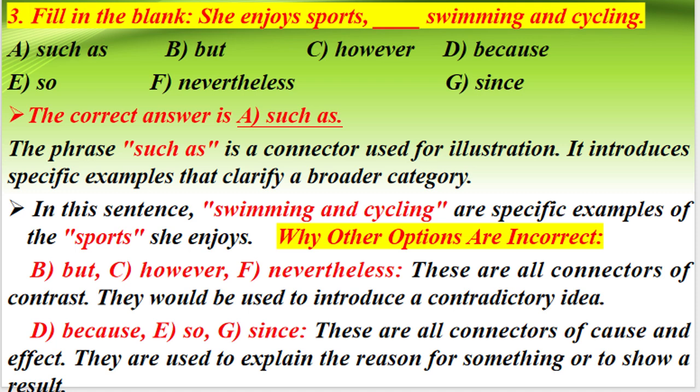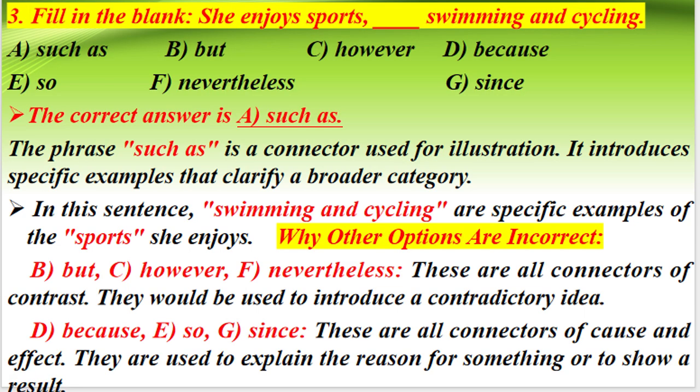Why are the other options incorrect? B. But, C. However, F. Nevertheless. These are all connectors of contrast. They would be used to introduce a contradictory idea. D. Because, E. So, G. Since. These are all connectors of cause and effect. They are used to explain the reason for something or to show a result.